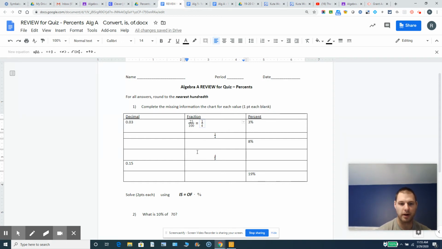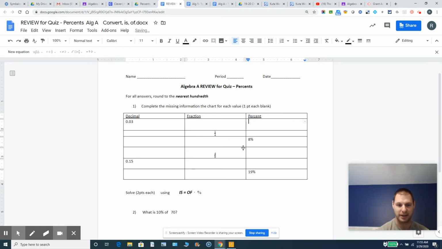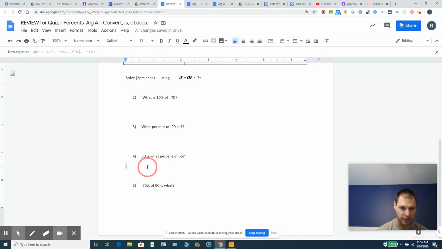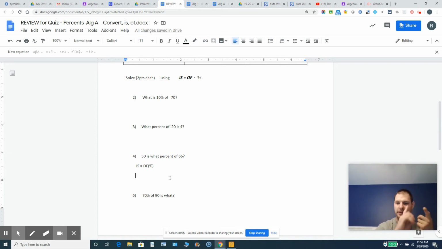Let's do 2 other problems using MathType, and again, you can use these for yourself already. But let's do number 4 here, and this is what I mean by showing your work. Well, the first thing I do want you to do is recopy the is equals of times percent, because you're going to use that for every single problem. Now remember, you have to identify the is, the of, and the percent. So 50 is, that's going to go right here.